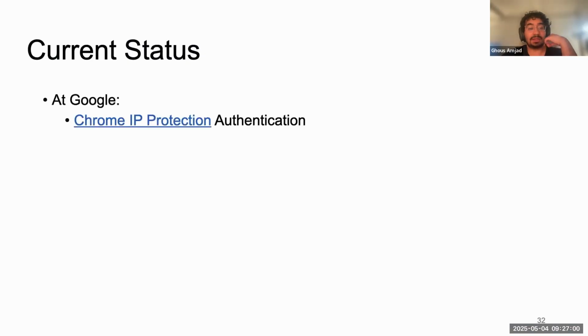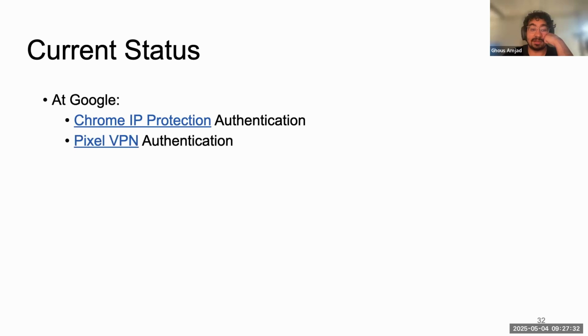So at Google, we are using this in Chrome IP protection authentication. Here, basically, your user requests are routed to different CDNs, and they're stripped away of their IP addresses. So when they end up at Google, we don't get information about where this request is coming from. And during these hops between CDNs, in order for one hop to authenticate to another hop, these tokens, these partially blind RSA signatures are being used.